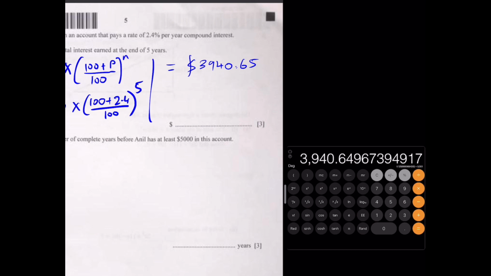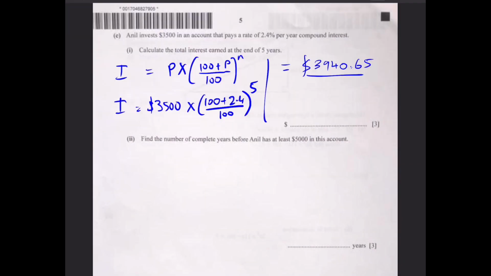3,940.65. But well, we need the interest earned, right? So that means we need to subtract the initial amount. So 3,940.65 minus 3,500, that will be $440.65 earned. That's the answer. Let's go to part 2.